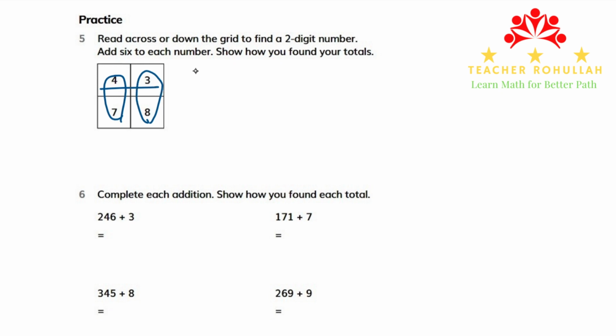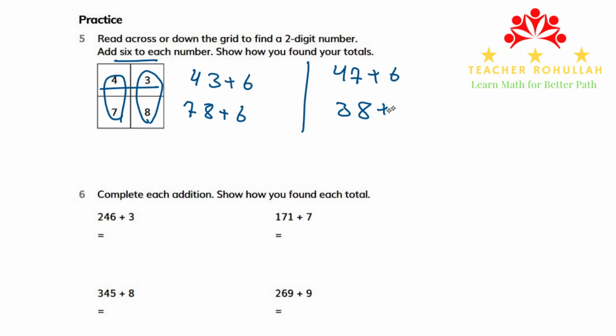If we read across, we get 43 and also 78. If we read down, we can get 47 and also 38. And we are asked to add 6 to each number. So we add 6 here, here also, and here also. 43 plus 6 will be 49 if we count on.